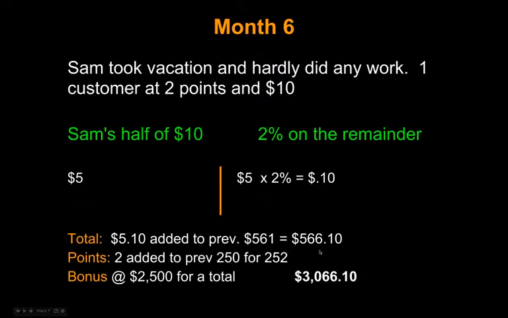And then you add in his points. Just 2 points additional, so you come up with 252 points. And then he gets that bonus. So $3,066.10. Month 6.